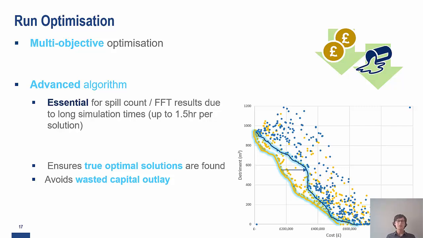There's a couple of key factors to consider when setting up this kind of study to run. The first is that it's a multi-objective optimization. We want to simultaneously solve for both our performance objective, whether that be flooding, spill count, FFT, detriment, at the same time as trying to reduce our total solution cost, because this is what gives us that trade-off between the two. And secondly is the importance to get the most advanced, most efficient algorithm possible.